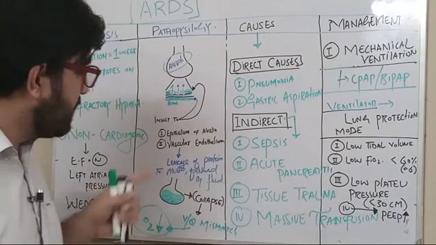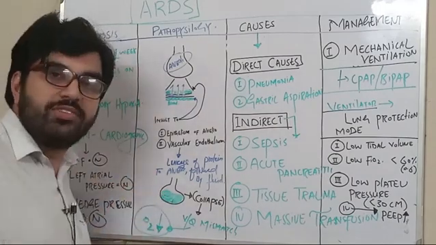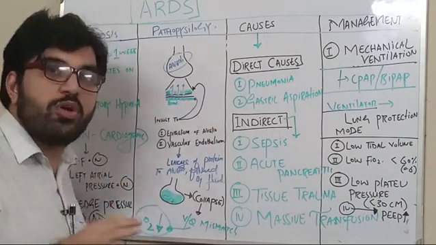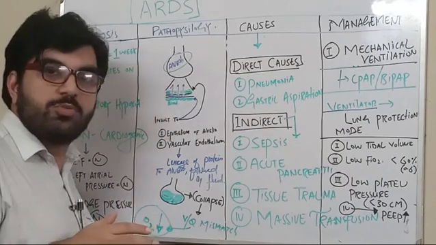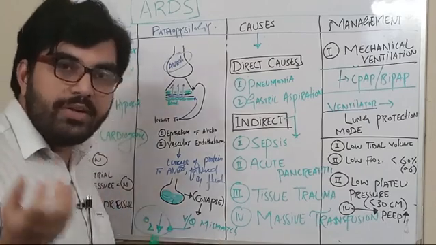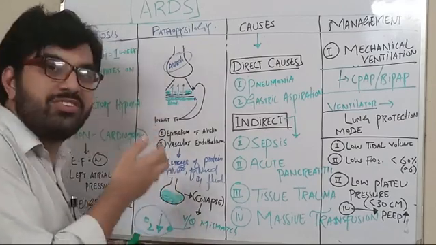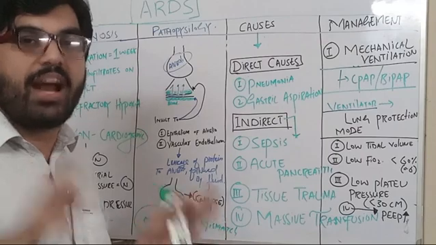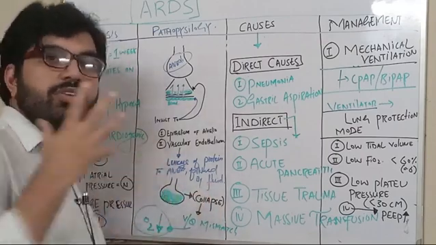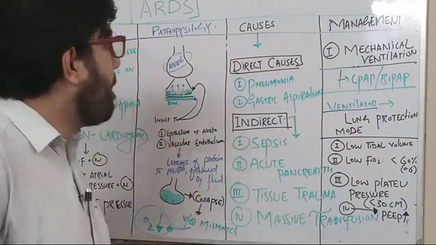Point number 2. There is damage to the type 2 pneumocytes. When the type 2 pneumocytes are damaged, there is no production of surfactant. The already present surfactant is absorbed, damaged, or lost, and there is no new production of surfactant. So there is collapse of the alveoli.